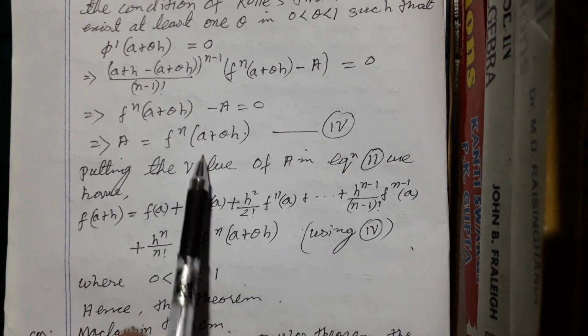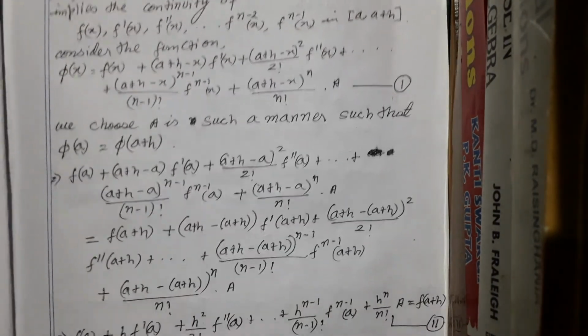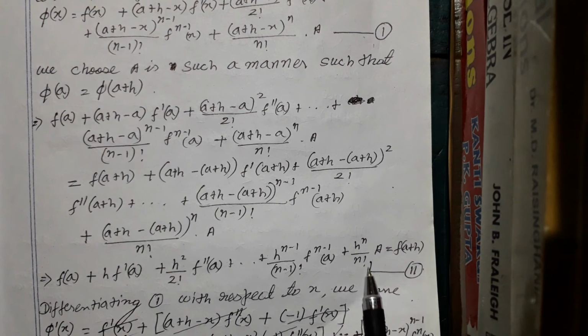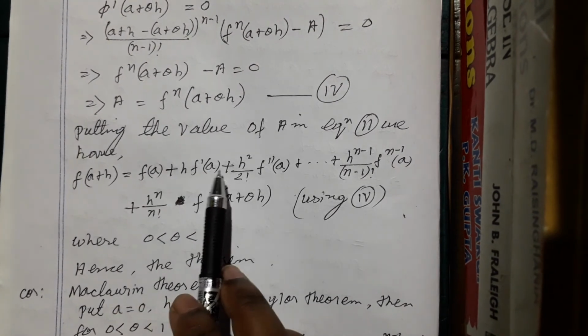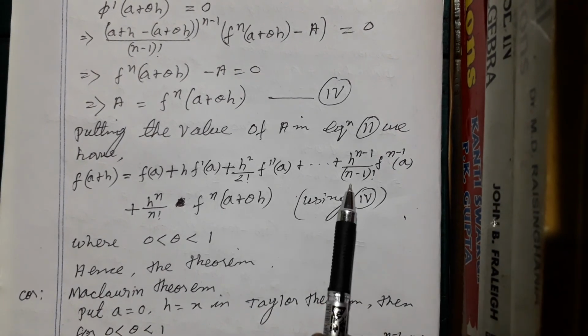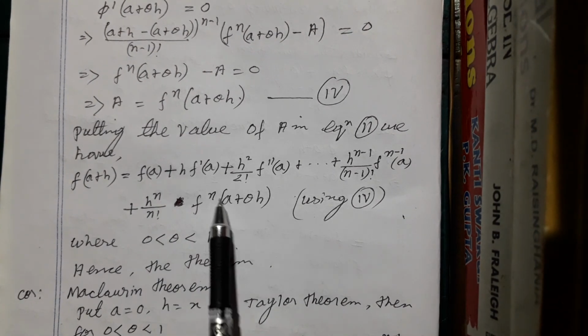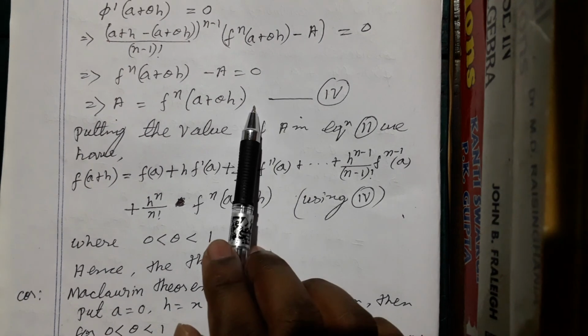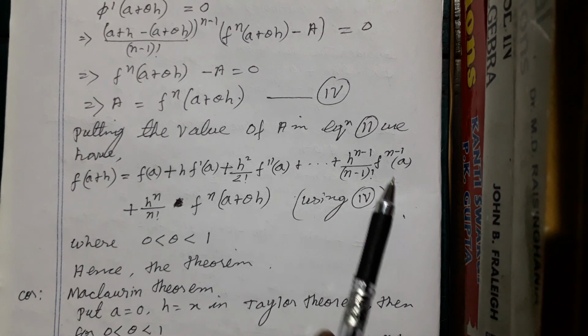So you put this value of a in equation 1. Sorry, not in equation 1, we'll put the value of a in equation 2. If you put the value of a in equation 2, we get f of a plus h equal to f of a plus h f dash a plus h squared by 2 factorial f double dash a plus, up to, h to the n minus 1 by n minus 1 factorial f of n minus 1 a plus h to the n by n factorial f n a plus theta h, by using equation 4, where 0 is less than theta is less than 1. So this is nothing but Taylor's theorem.